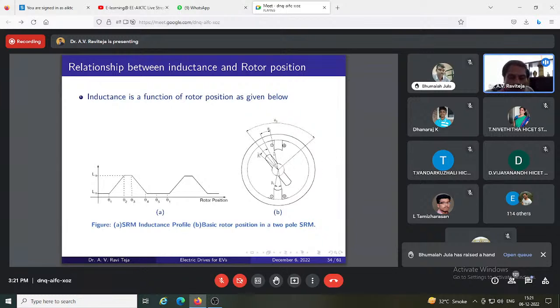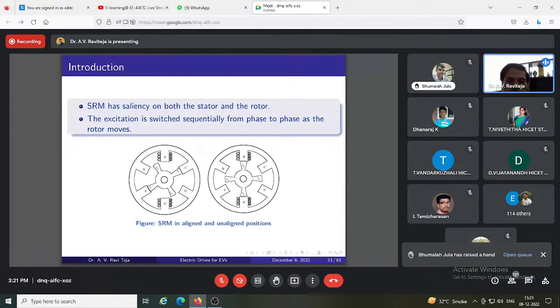Whenever I am trying to change the position of the rotor with respect to the stator, the inductance will no longer remain constant. Why? Because there is a non-uniform air gap in this machine. So how do the air gap and correspondingly the inductance get affected? When I reach the position where the rotor is aligned with the stator, the air gap between R2 and A in this figure is minimum. So when the air gap is minimum, the corresponding inductance will be maximum.